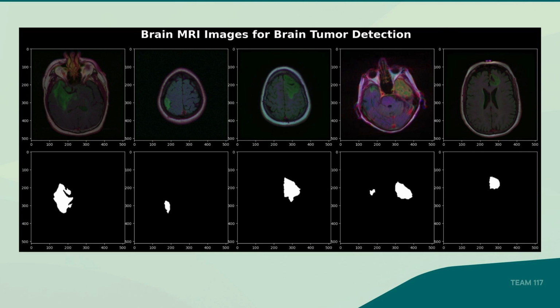This image displays the images which are present in the dataset. In the first row, you can observe the MRI scans of various patients, and in the second row, we can observe the masks which will be utilized for segmentation.